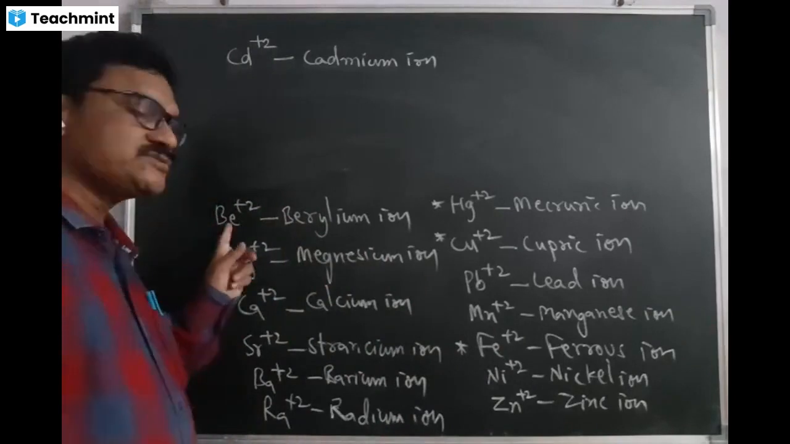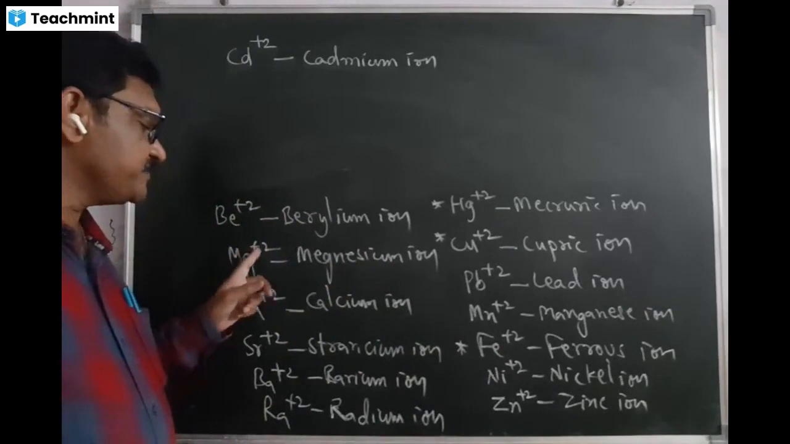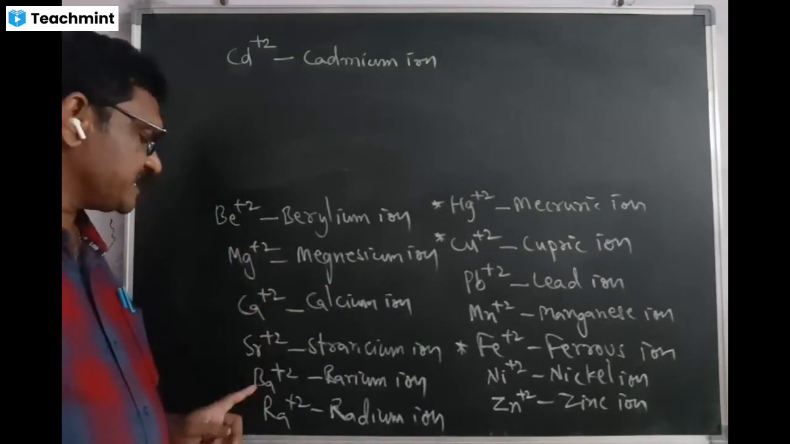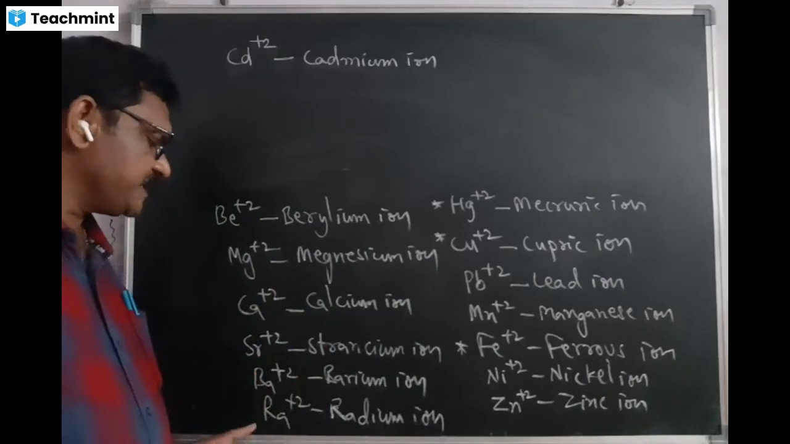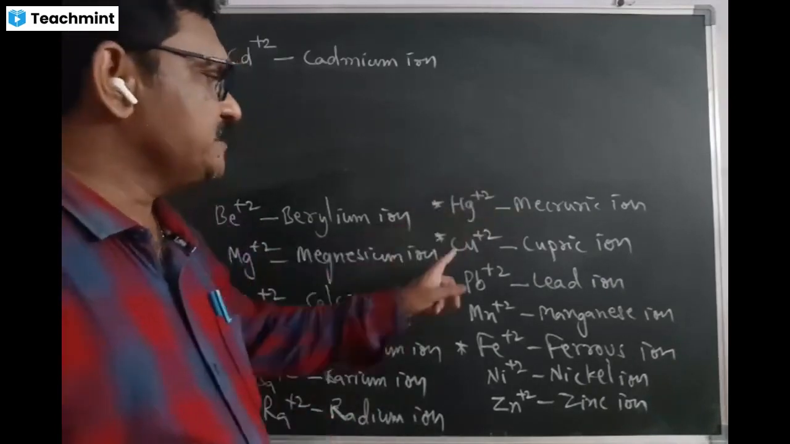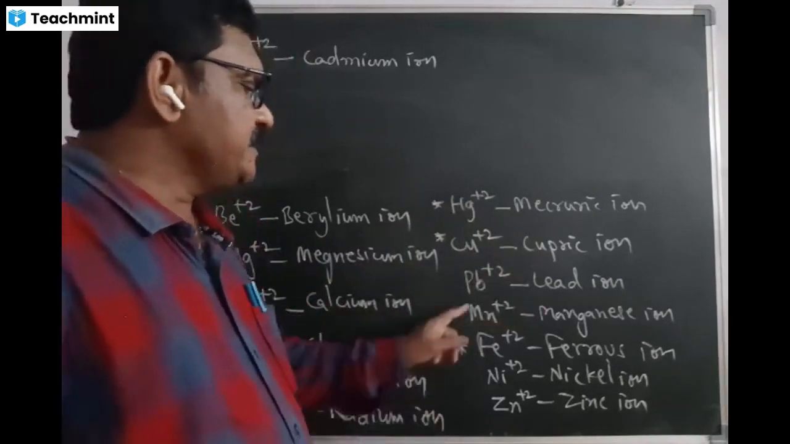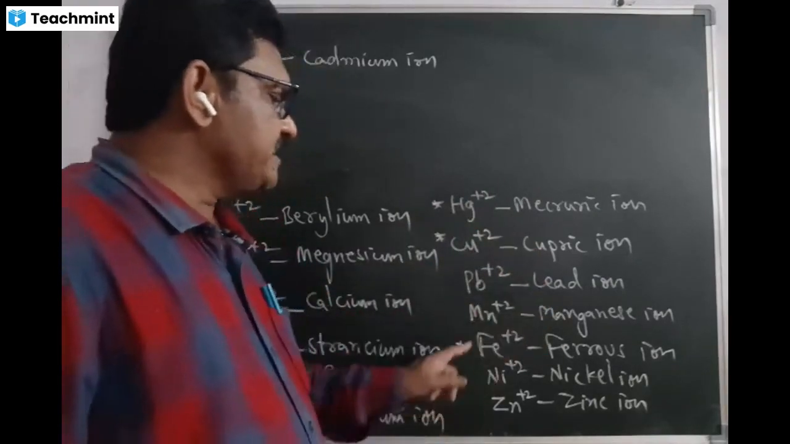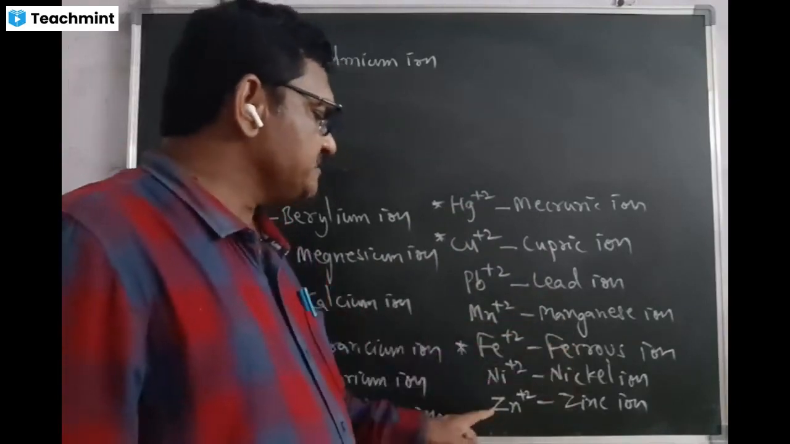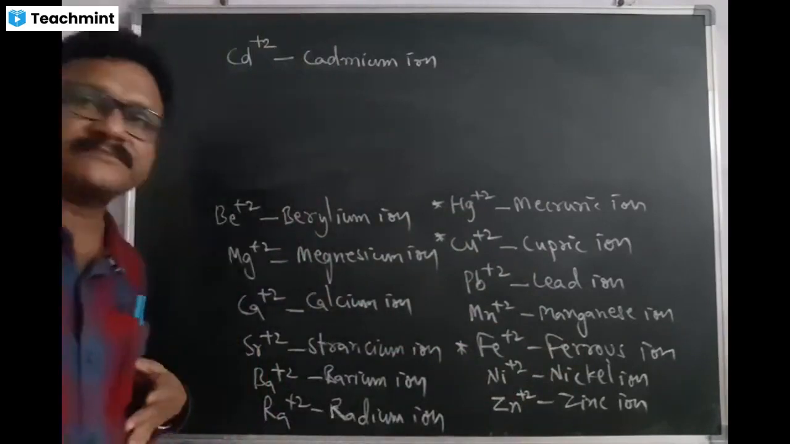See, Be plus two is called beryllium ion, a second A group metal. Mg plus two, magnesium ion. Ca plus two, calcium ion. Sr plus two, strontium ion. Ba plus two, barium ion. Ra plus two, radium ion. Hg plus two, mercuric ion. Cu plus two, cupric ion. Pb plus two, lead ion. Mn plus two, manganese ion. Fe plus two, ferrous ion. Ni plus two, nickel ion. Zn plus two, zinc ion. Cd plus two, cadmium ion.